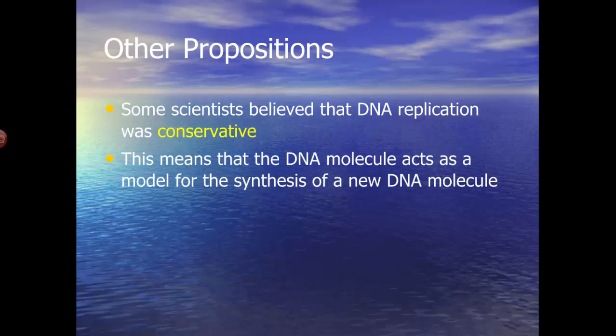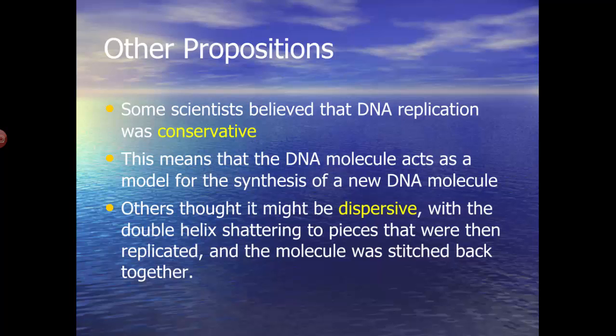And what conservative means is that the DNA molecule itself is a template, and somehow your cells build an exact copy right next to it, so that at the end you have two copies of the DNA, and one is the original and one is a brand new copy. And then still there were other people who thought that DNA replication was dispersive, which means that the DNA molecule is shattered into pieces. Each piece is copied, and then somehow the molecule is stitched back together. Two copies of it are stitched back together from whatever pieces happen to be lying around. That seems to be an inefficient way of doing it, and in fact it is.